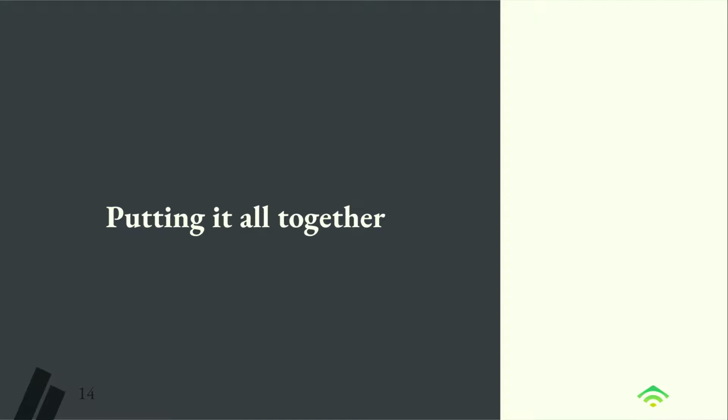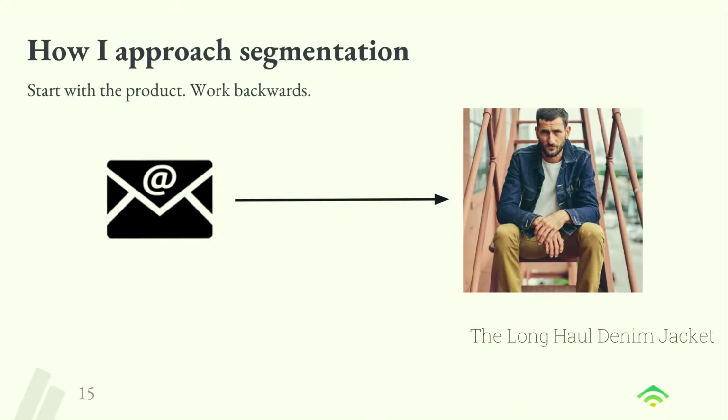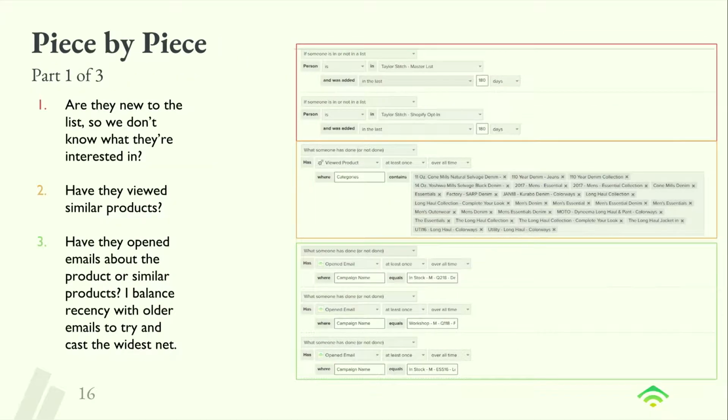So, putting it all together. When I started with segmentation, what I thought about is: what is the product that we're releasing? Let's start there. And then who the heck is going to care that this product is being released on this day, and who should we email? This is our long haul jacket. It's a denim jacket. So in this example, I work backwards.